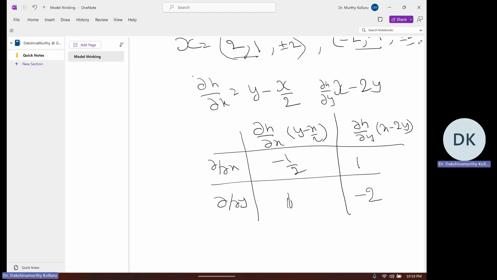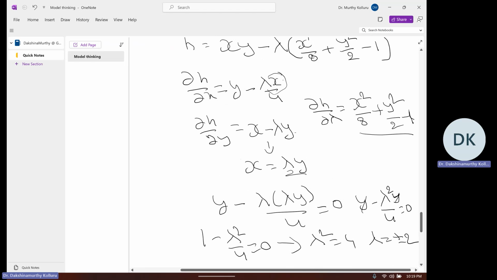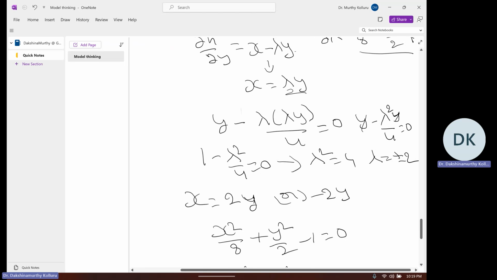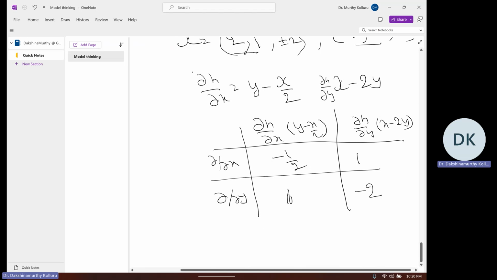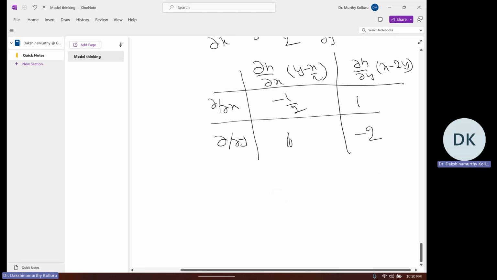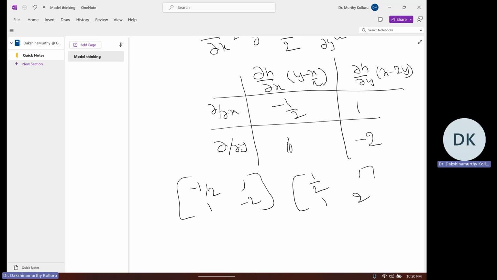On the other hand, if I had taken lambda equal to minus 2, I would have gotten dou h by dou x as y minus of minus 2, y plus x by 4, x plus 2y, so y plus x by 2, and x plus 2y. Here it would have been 1 by 2, 1, 1, and 2. Now I'll get two matrices, minus 1 by 2, 1, 1, minus 2, or 1 by 2, 1, 1, 2. Now I need to find eigenvalues and observe them.